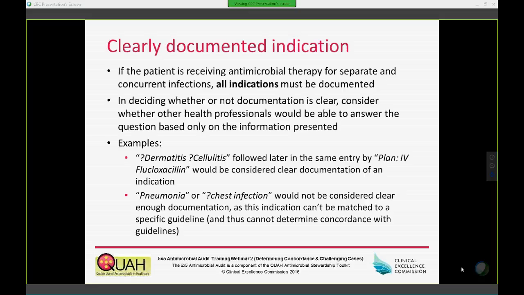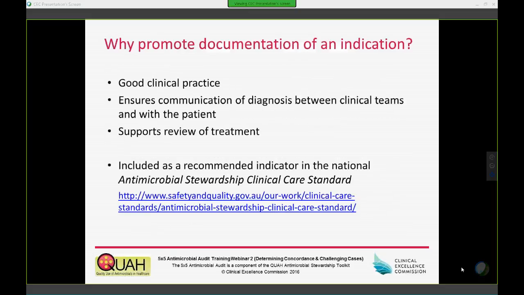So why promote documentation of an indication? Why are we getting you to record and measure this? Well, firstly, it's good clinical practice. It serves as a bit of a double check that the medicine that's been selected matches what it was intended to be used for.